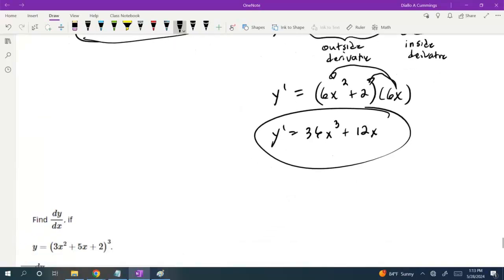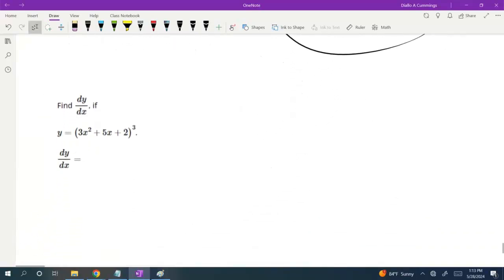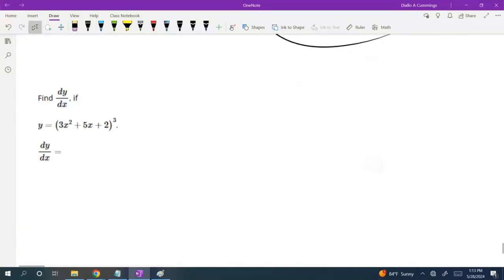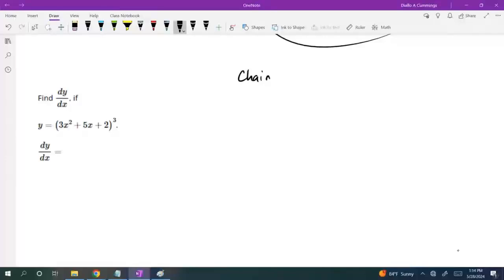Now let's take a look at a couple of examples. All right, so let's take a look at the first example. So we have, find dy/dx if y is equal to (3x cubed plus 5x plus 2) quantity cubed. So to find this derivative, we must use the chain rule. Here is the chain rule formally.